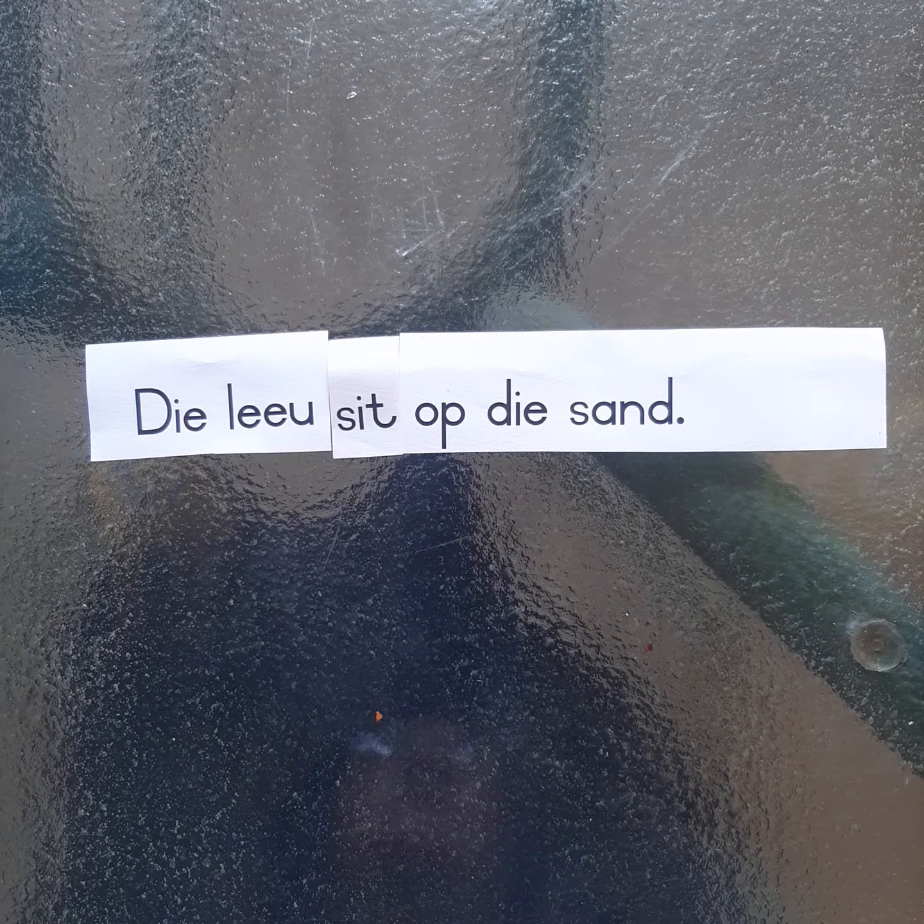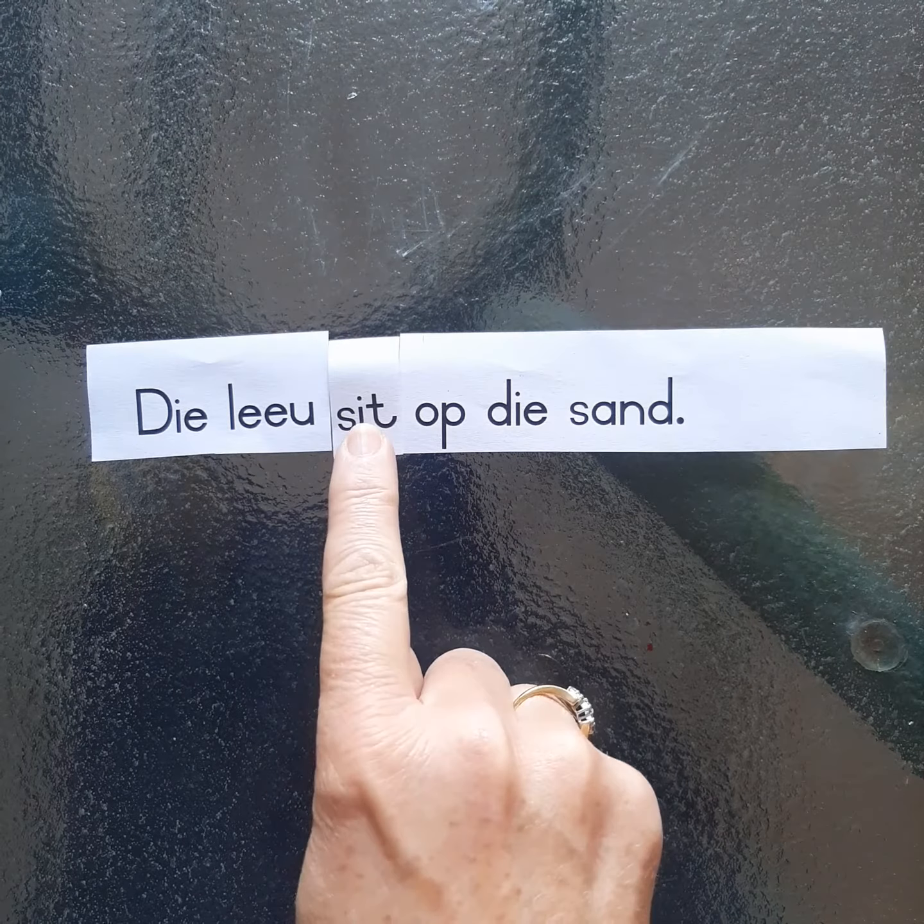So let's look at the sentence that's here. Die leeu sit op die sand. The verb is the doing word. What is the lion doing? Die leeu sit op die sand. What is he doing? Hy sit.